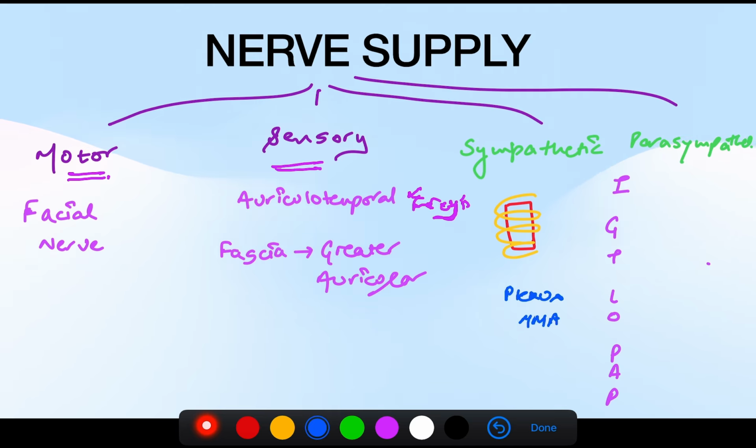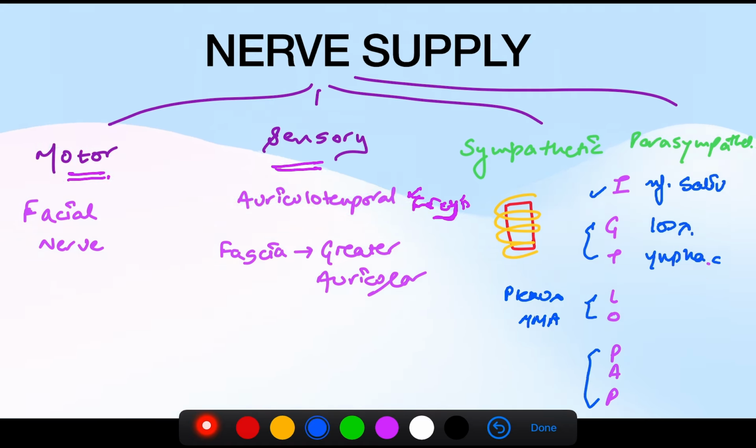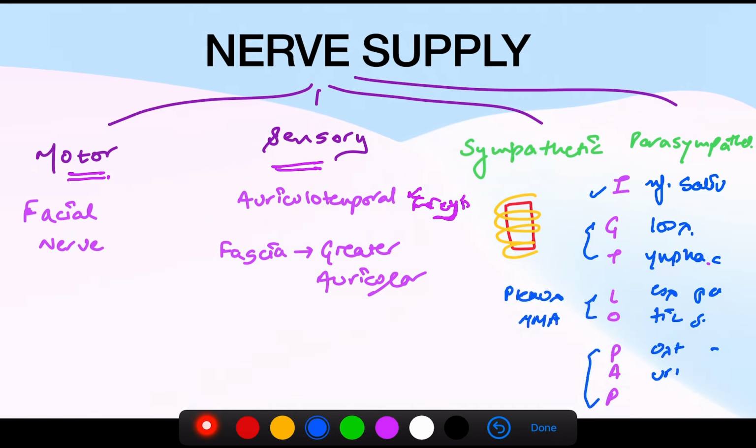Alright, for the parasympathetic pathway, it will be inferior salivatory nucleus, glossopharyngeal, then comes the tympanic plexus. This is the path: tympanic plexus, I, GT, LOW, PAP. L will stand for lesser petrosal, otic ganglion, postganglionic parasympathetic fibers, auriculotemporal nerve, and then the parotid gland.